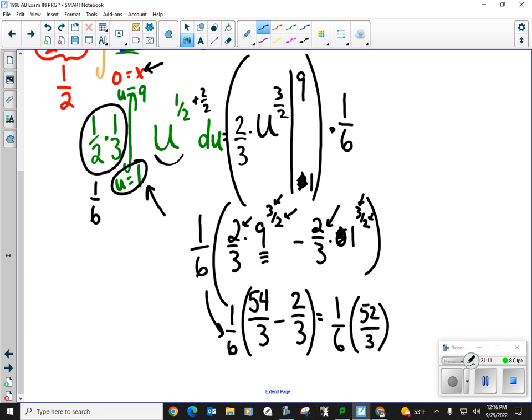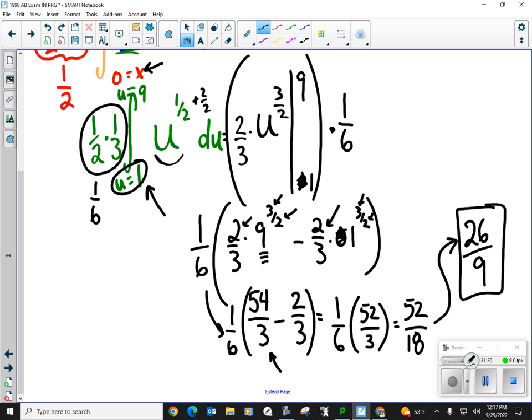18. Oh, I could have reduced this. We're not going to do that. Okay, so I'm going to end up with 52/18, but I know 2 goes into both of those. I can reduce that to 26/9. Wow. That was a lot of work for multiple choice.